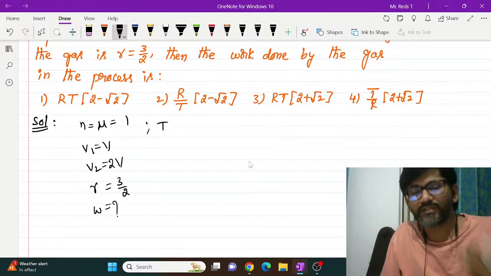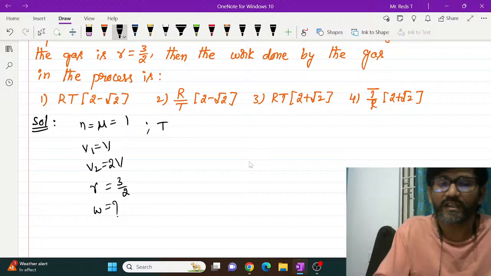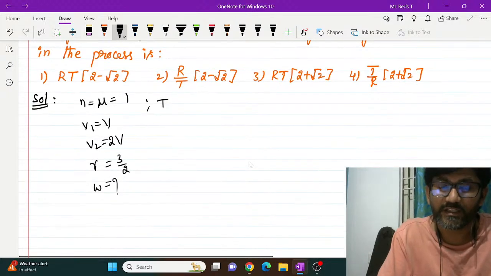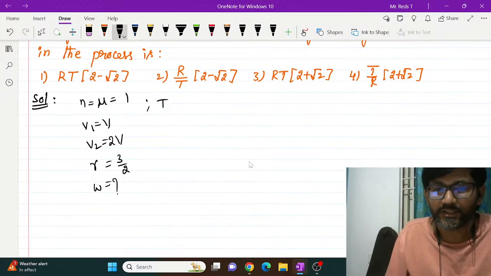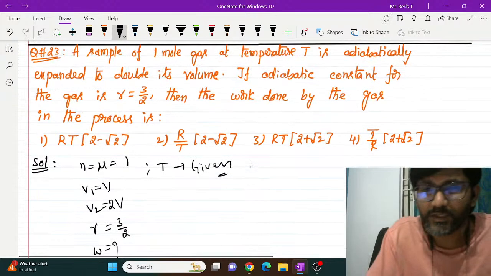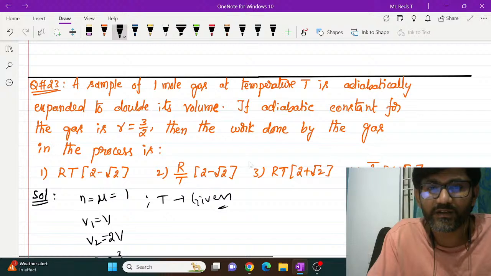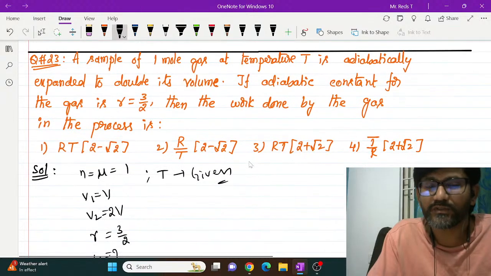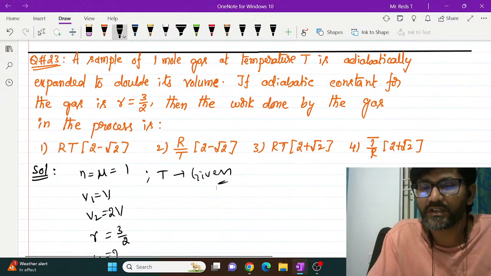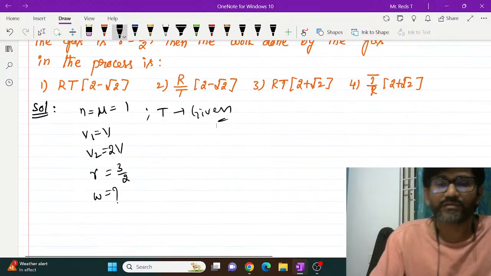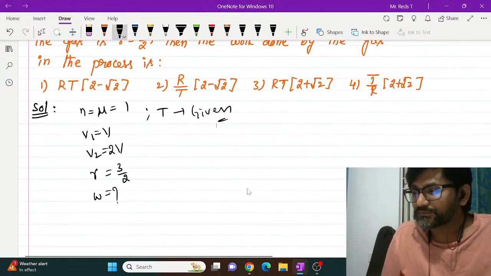Work done by the gas in this expansion process. Volume is increasing, right? So that is what you have to understand at a given temperature. The temperature value is not given other than T, so T only you have to take. The options, if you observe, are given in terms of R and T. So you should remember that.